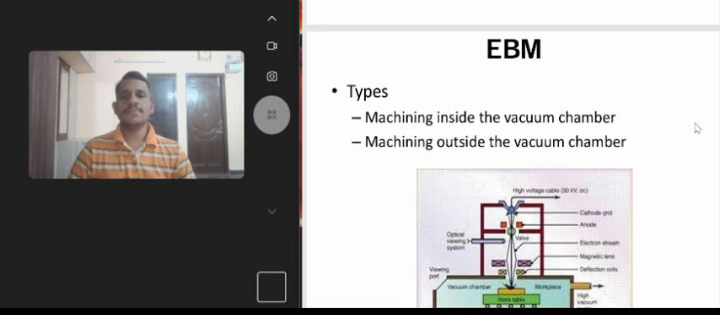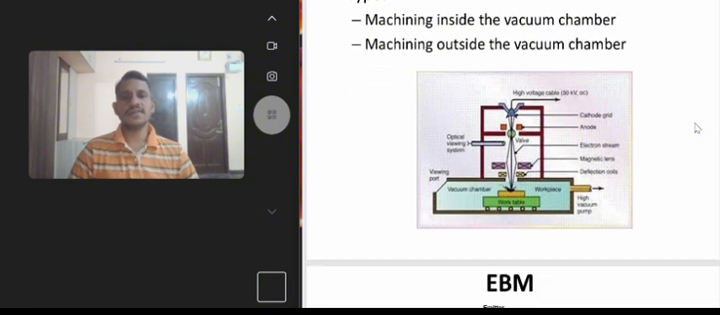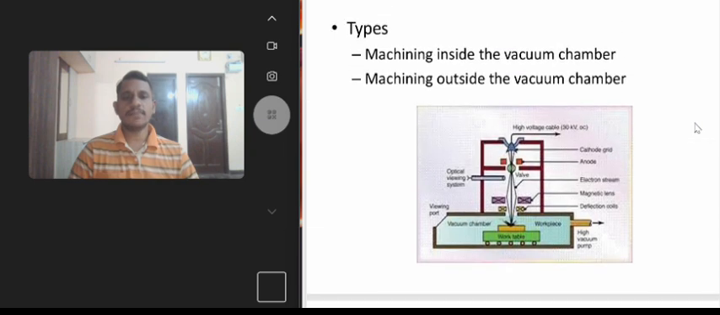The following two methods are used in the EBM process. Types of EBM: machining inside the vacuum chamber, and machining outside the vacuum chamber. First one is machining inside the vacuum chamber. Now you will see the construction of machining inside the vacuum chamber of the EBM.